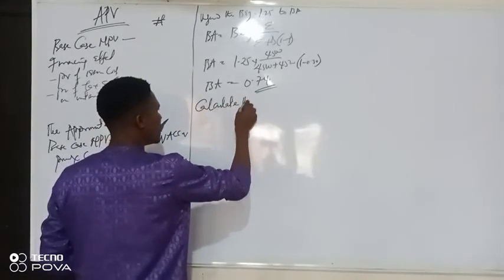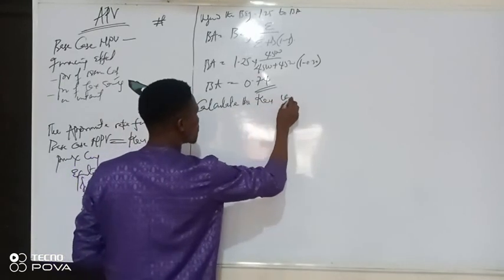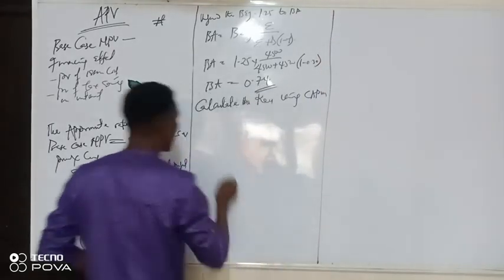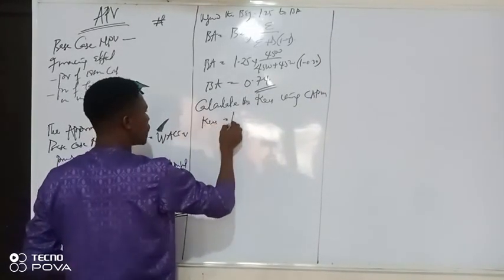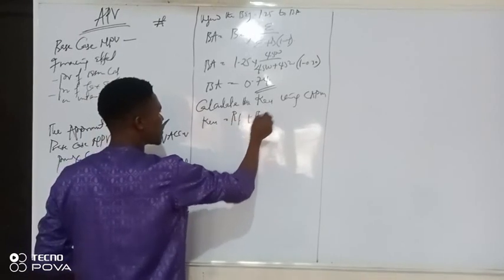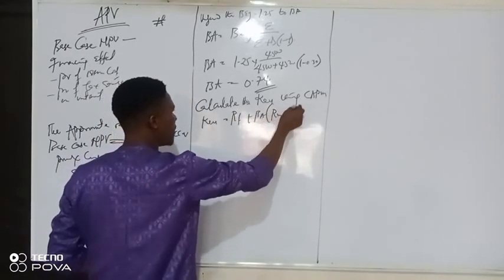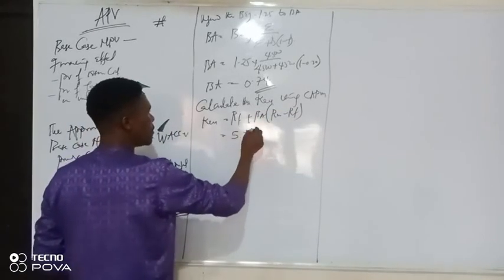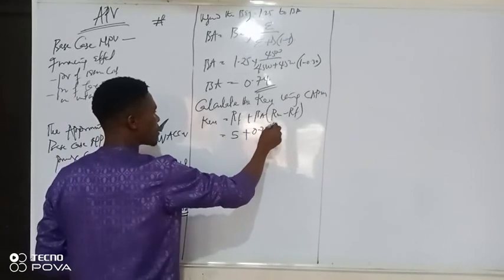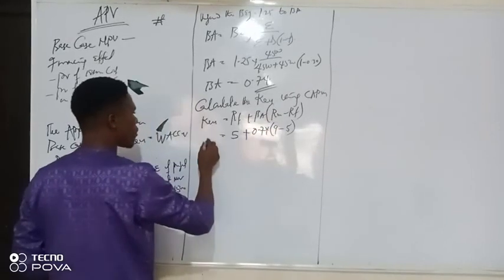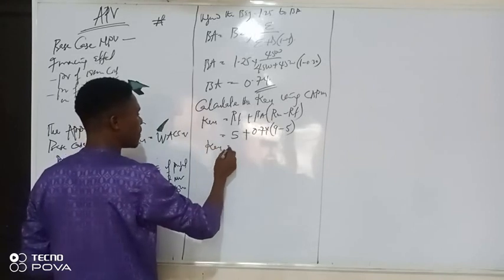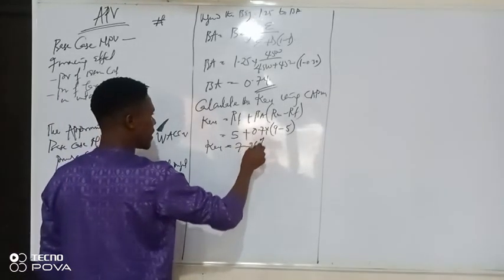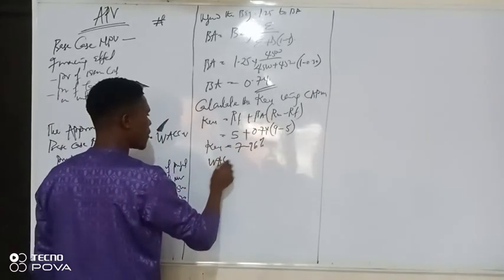We calculate the cost of equity of GR using the capital asset pricing model. We have the cost of equity of GR as the risk free rate plus the beta asset times the return on market minus the risk free rate. Risk free is 5% plus 0.74 times (9 minus 5). So the cost of equity of Frontier is 7.96%. That is the WACC of Frontier.